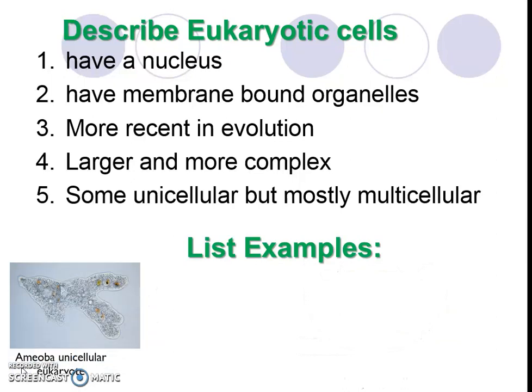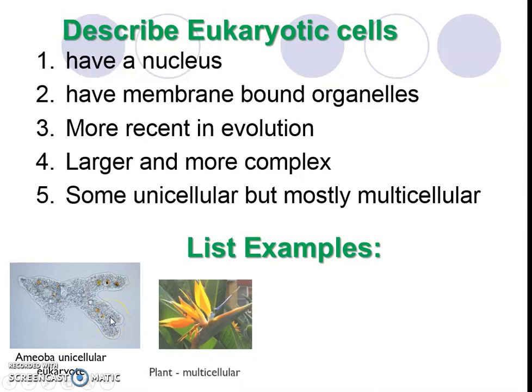So one example would be for unicellular amoeba. These are single-celled eukaryotic cells. The reason why we know they're not bacteria is because they're larger. And not only that, they have a nucleus. Once we see there's a nucleus, we know for sure it has to be eukaryote and not a prokaryotic cell.